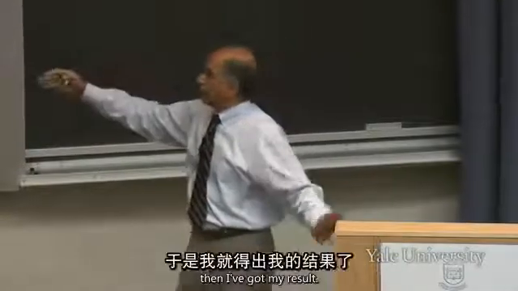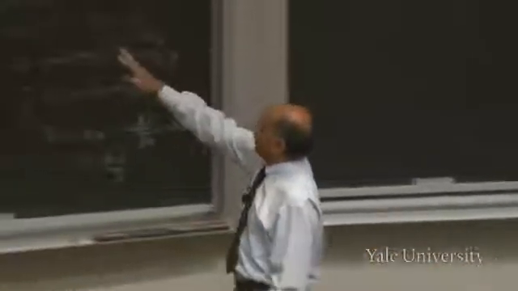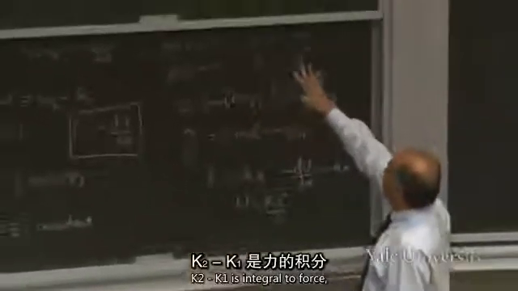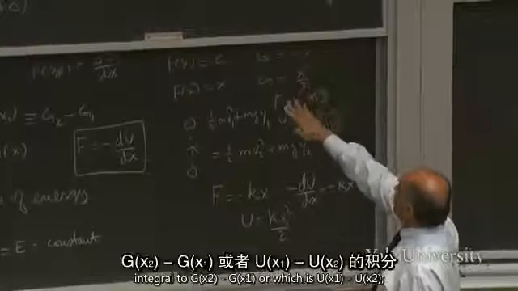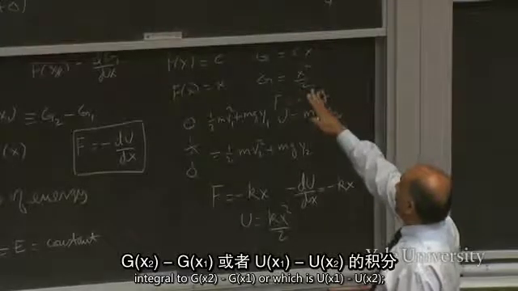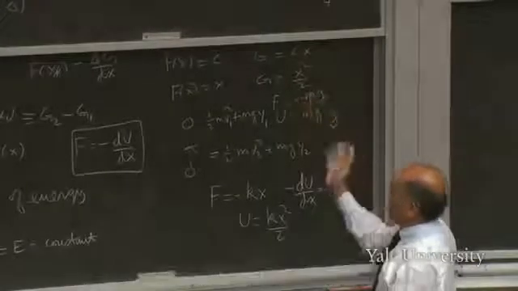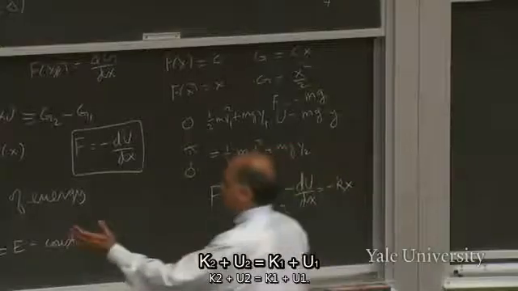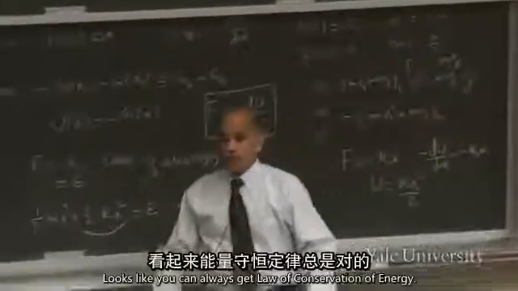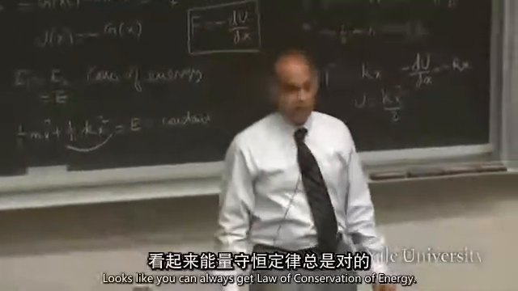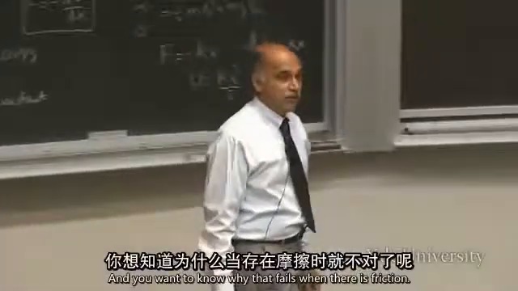Then I've got my result. Try to follow this logic. K2 minus K1 is the integral of the force. The integral is gx2 minus gx1, which is Ux1 minus Ux2. You can rearrange it to get K2 plus U2 is K1 plus U1. Looks like you can always get the law of conservation of energy. And we want to know why that fails when there is friction.